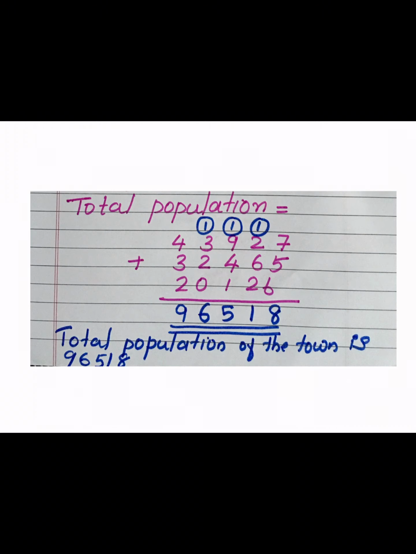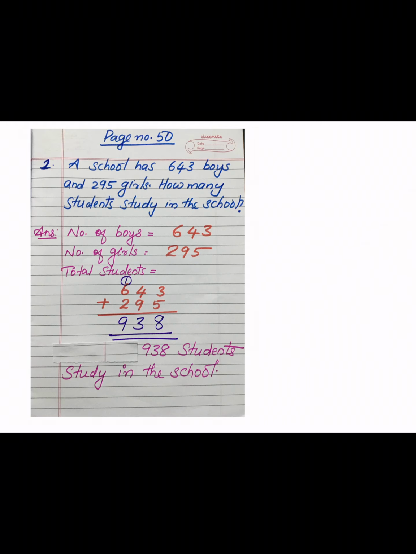Here you see, we have to write total population, and the total population we have already found. When we conclude the answer, you write it the way it was asked in the question. Here the question asks to find the total population of the town. So we can conclude the total population of the town is 96,518. Okay, clear?